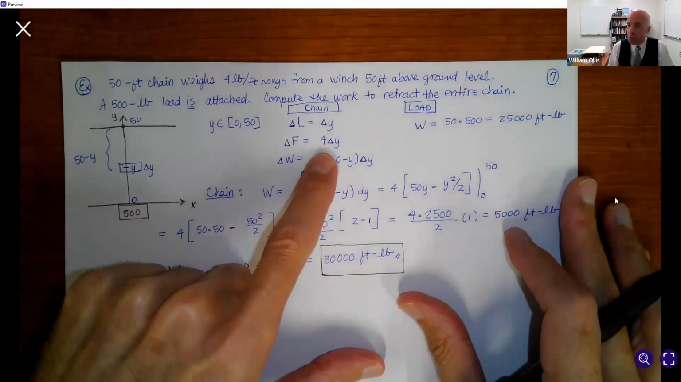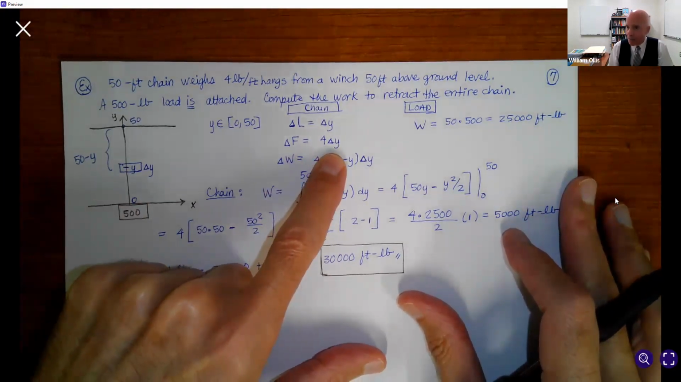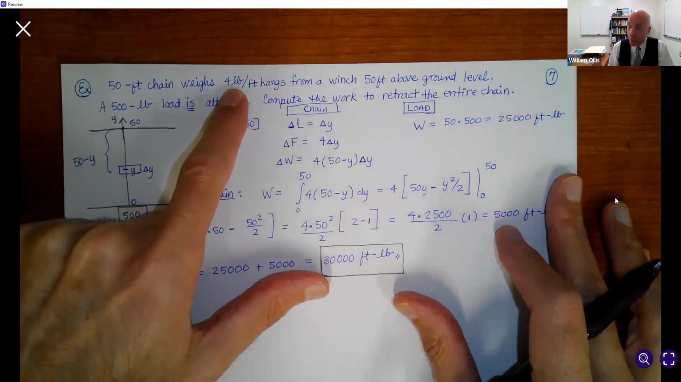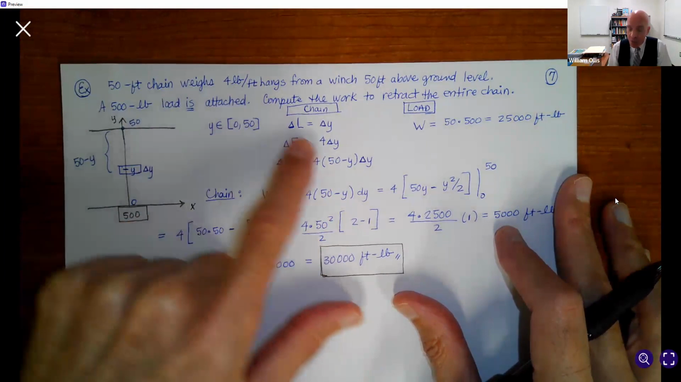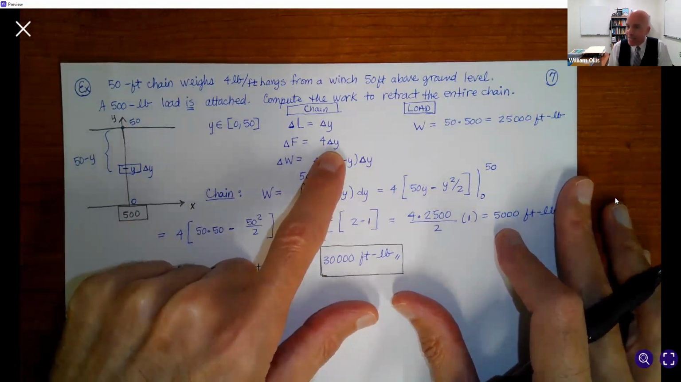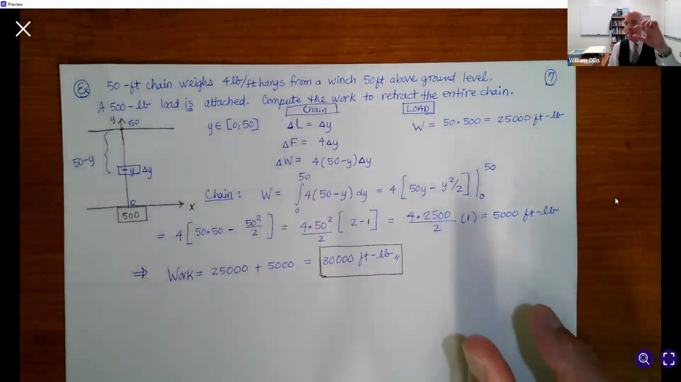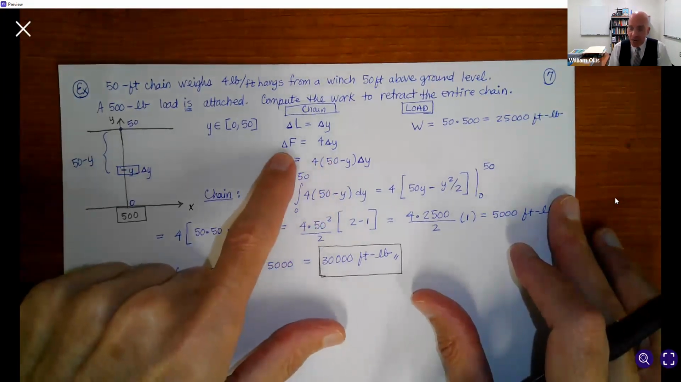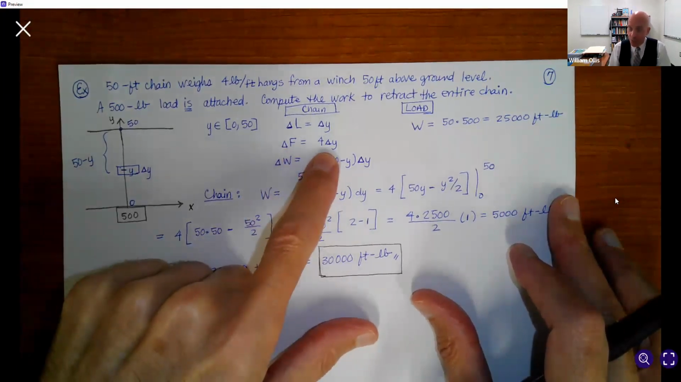Well, again, we go to the constant force, constant distance. So we know that the chain is 4 pounds per foot. So we simply multiply the constant force times the distance moved. So that infinitesimal distance it moves is delta y, and we multiply that by 4. So we have the delta F, so to speak, for delta y.